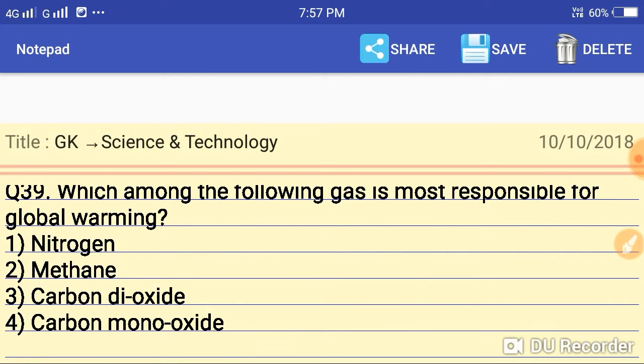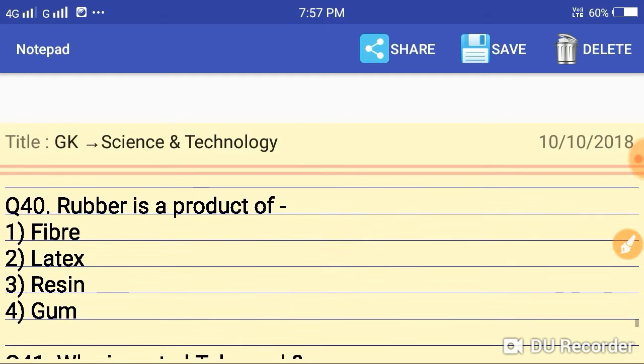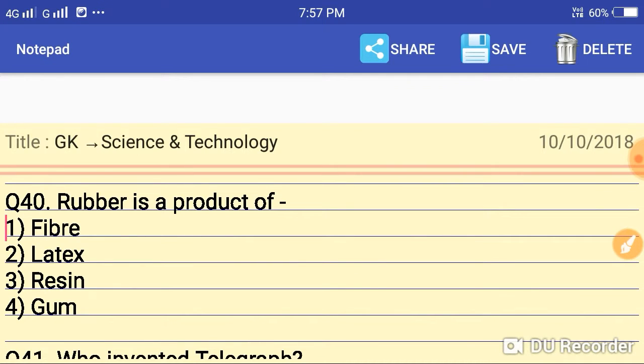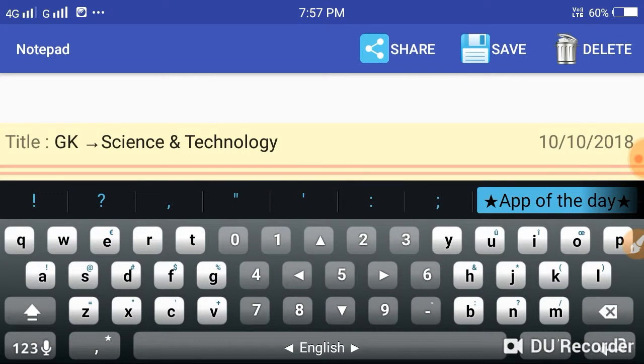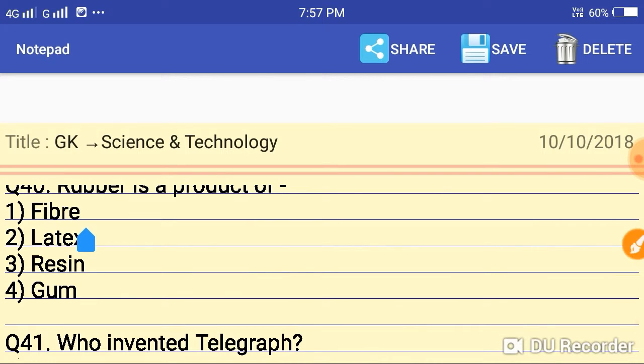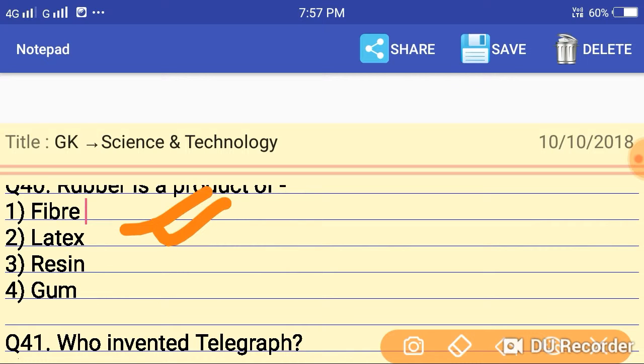Next question. Which among the following gases is most responsible for global warming? So this is an important question. Question number 39. Right answer is option 3, carbon dioxide. Next question. Rubber is a product of, option 2, latex. Sorry. Option 2, right answer. Next question. Question number 41.